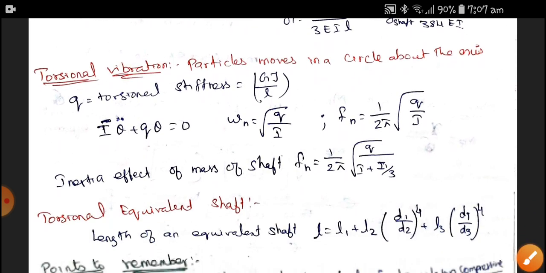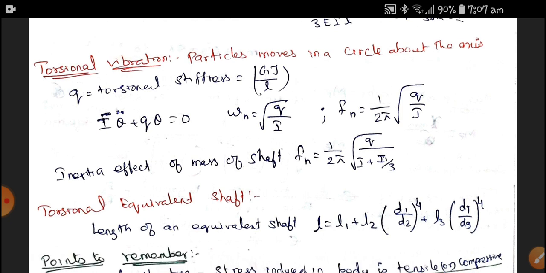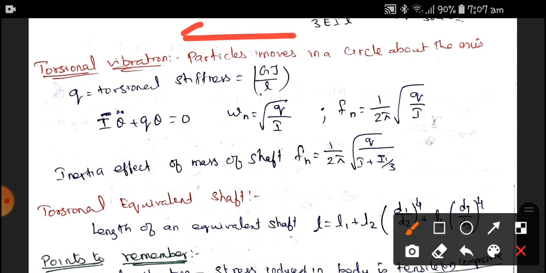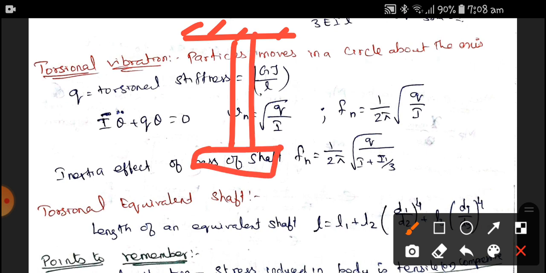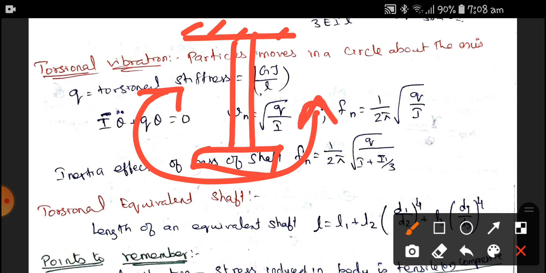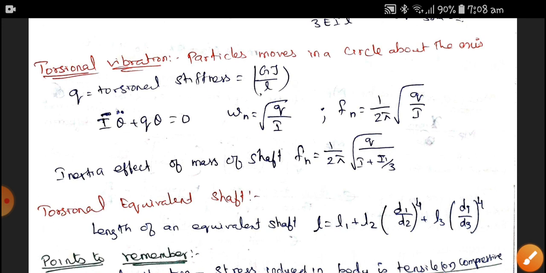And the next one is the torsional vibration. When the particle moves in a circular direction, we have a shaft like this. If it is rotating by means of an oscillation, it is called a torsional vibration. A twisting kind of motion will come into the picture. Here the torsional stiffness comes into the picture. Torsional stiffness is equal to GJ by L.